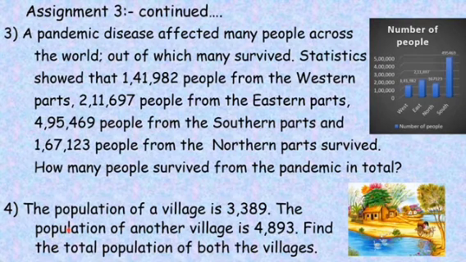Now, fourth problem. The population of a village is 3,389. The population of another village is 4,893. Find the total population of both the villages. Here, since we are concentrating only on addition, you very well know when you are asked to find the total or overall or altogether, it means you are supposed to add the quantities or the numbers which are given and find the sum.